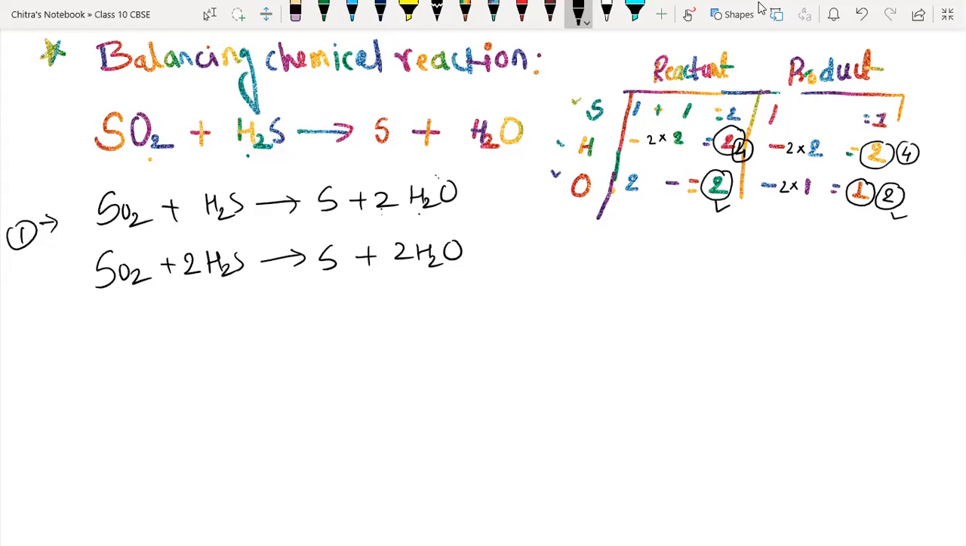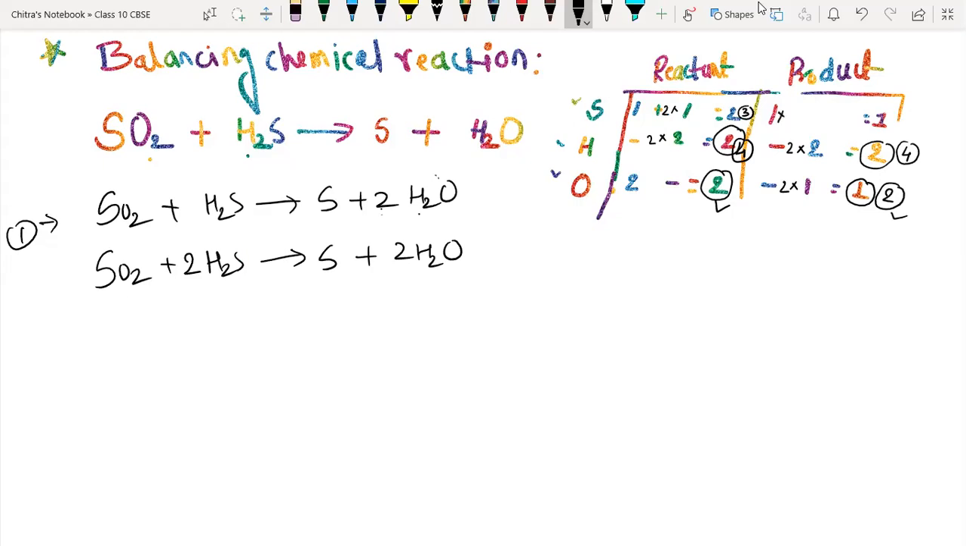Again we have to balance the hydrogen, but the effect is carried over to sulfur also. Now sulfur we have in the reactant side 2. Now here, where is sulfur? Here. So here we have to multiply by 2. So 2 into 1 is 2 and 1 will become 3. So I am going to write over here 3. But in the product side we have only one sulfur.